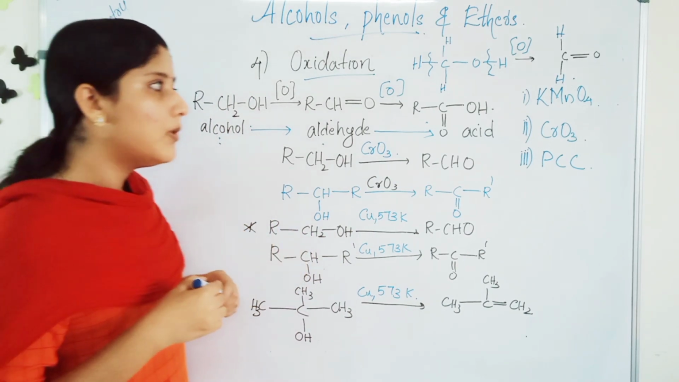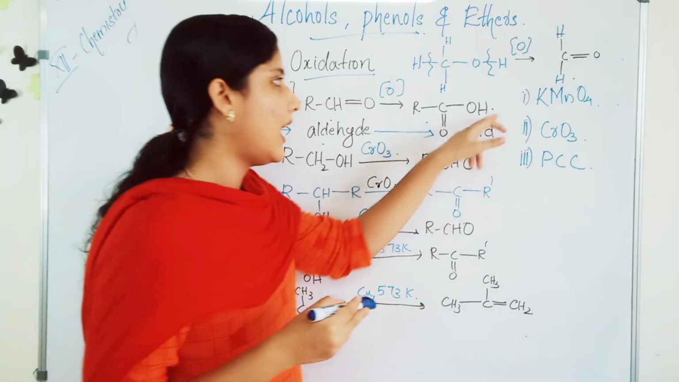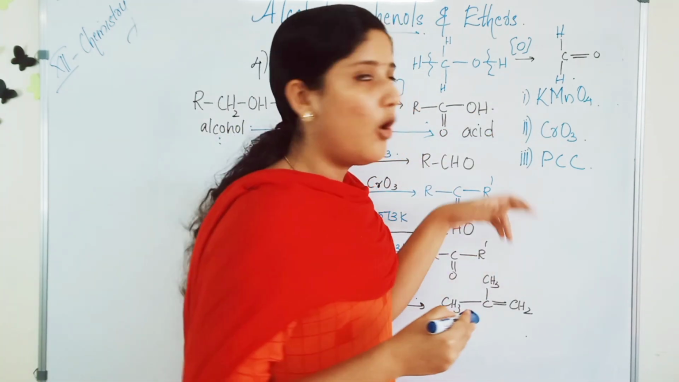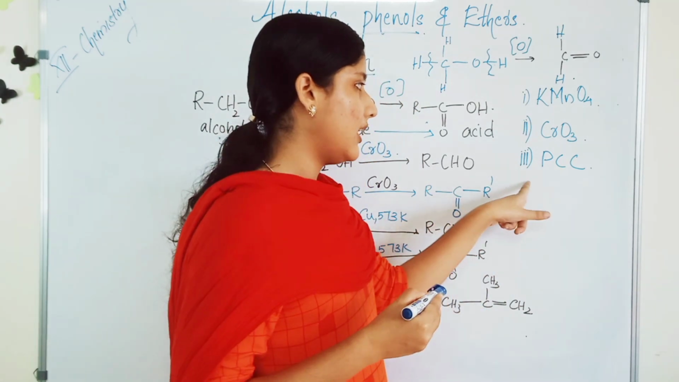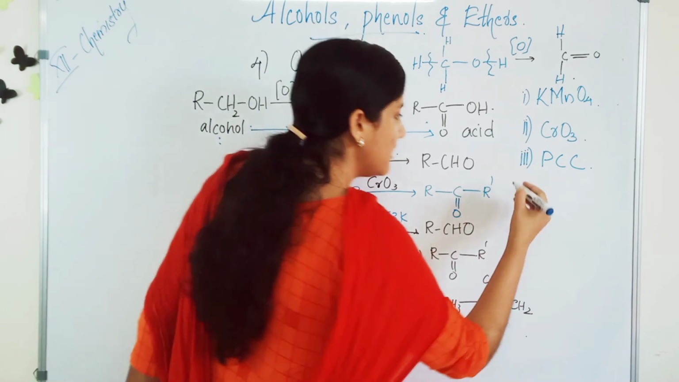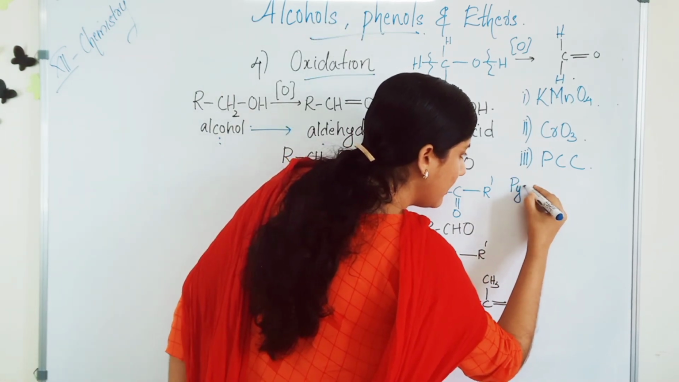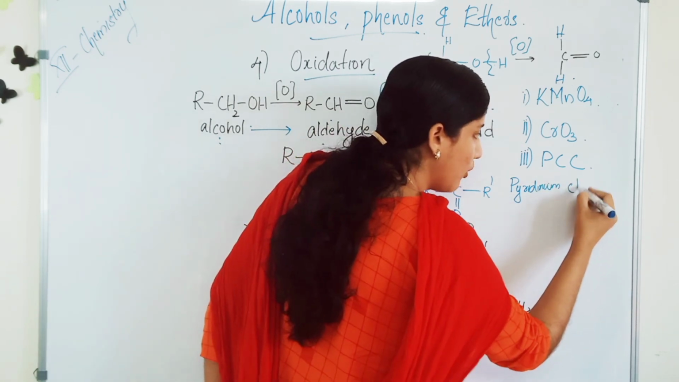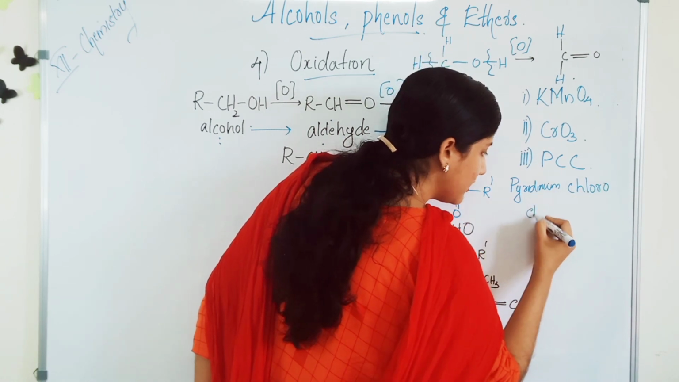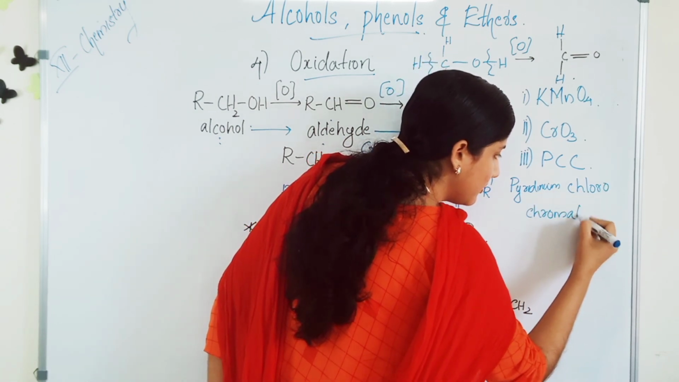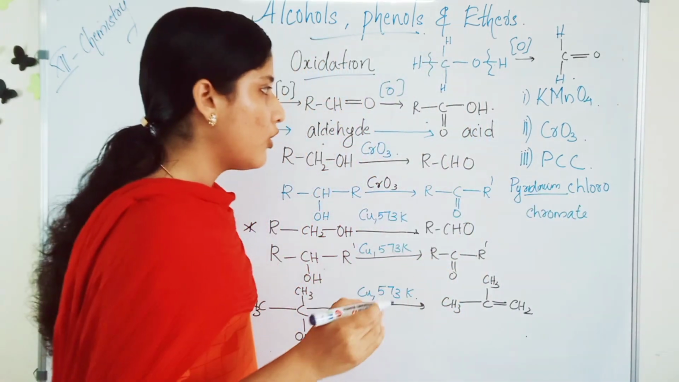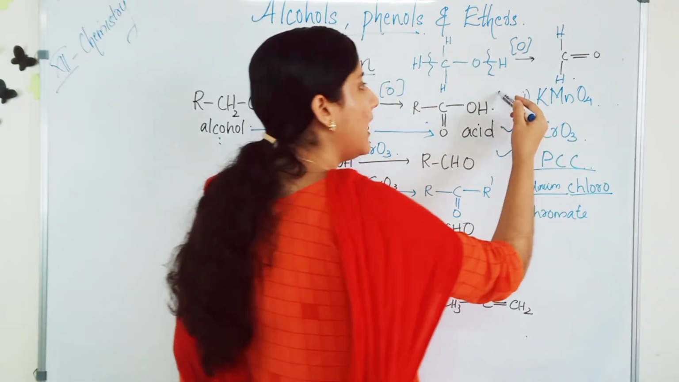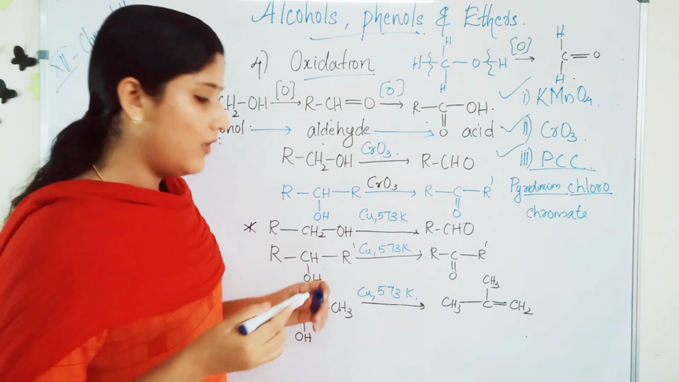Next, some of the oxidizing agents that we are using here are KMnO4, potassium permanganate, which we already studied. Next is chromium trioxide, CrO3, and the third one is PCC. PCC is pyridinium chlorochromate, one of the other oxidizing agents. PCC, chromium trioxide and KMnO4 are the oxidizing agents that we mainly use.